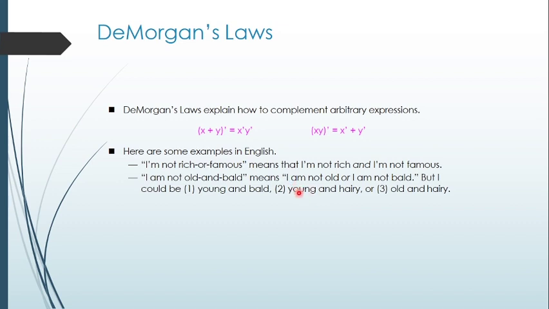You cannot be... you can be not old and not bald. So it means you can be young and hairy. And similarly, you can be old and hairy, old and not bald actually. So these are simple expressions to understand how the De Morgan law works.